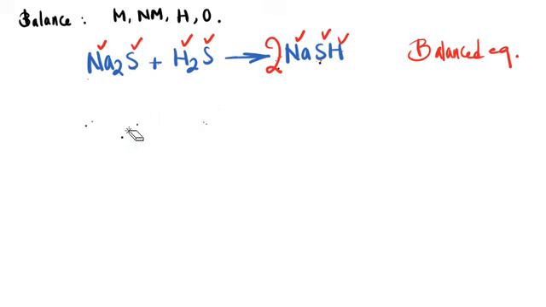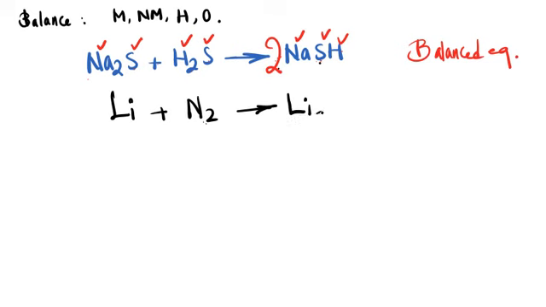Let me work on another example. So the example I'm going to share with you is this example. Li plus N2, it gives us Li3N.